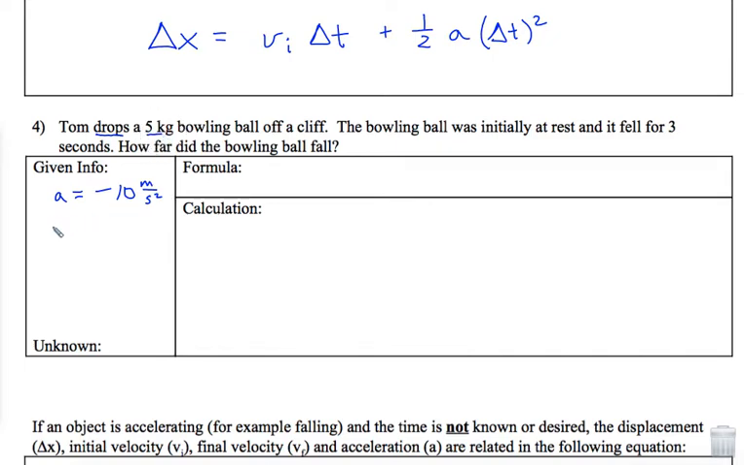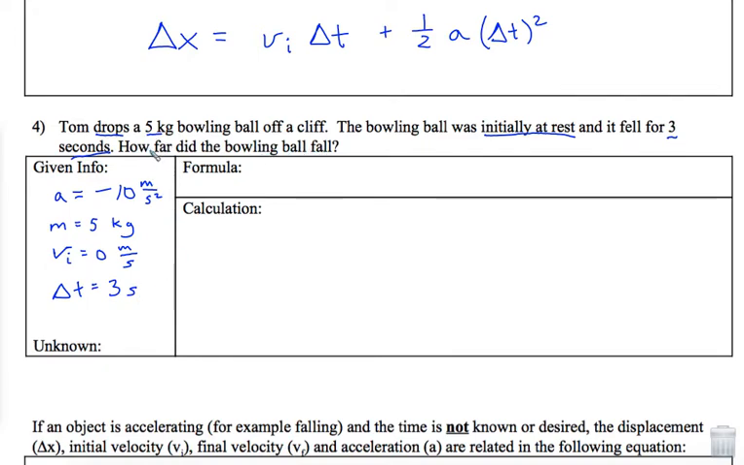It's a 5 kilogram bowling ball, so the mass is 5 kilograms. The bowling ball was initially at rest. Again, that means VI equals 0 meters per second. That's velocity initial, 0 meters per second. And it fell for 3 seconds. So that's delta t, it's 3 seconds. How far did the bowling ball fall?